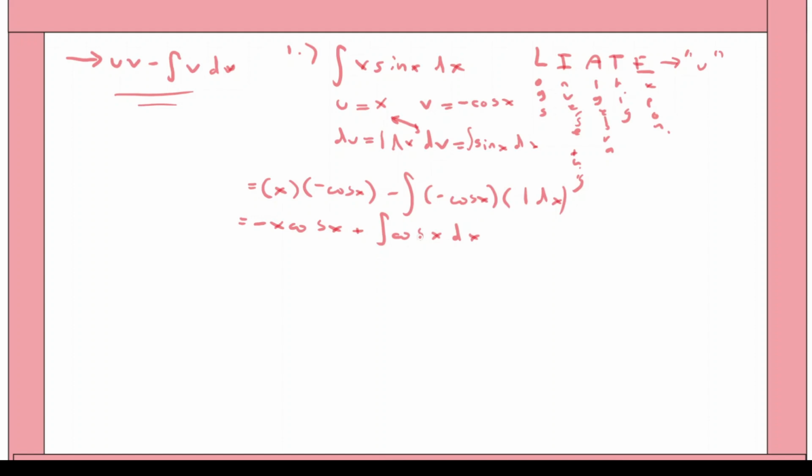And now we can simplify this out. So this stays the same. This can't be simplified anymore. So negative x cosine of x plus the integral of cosine, of course, is sine of x. And just like always, after we take an indefinite integral, we have to use a plus c. And this right here is our answer. So the integral of x sine of x is negative x cosine of x plus sine of x plus c.